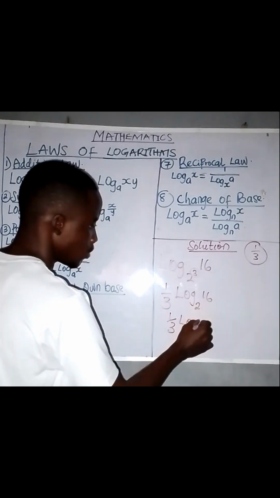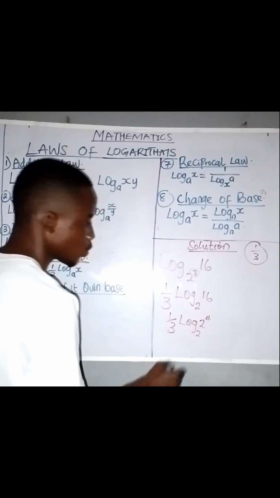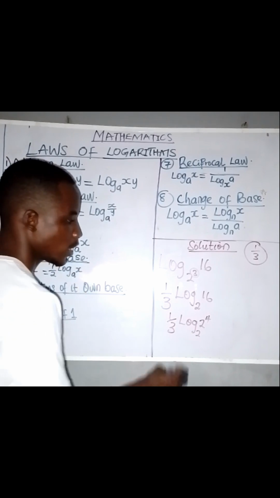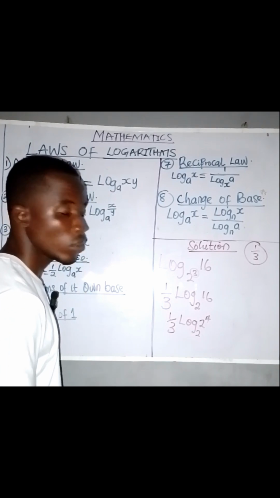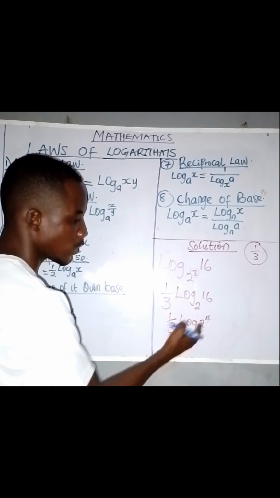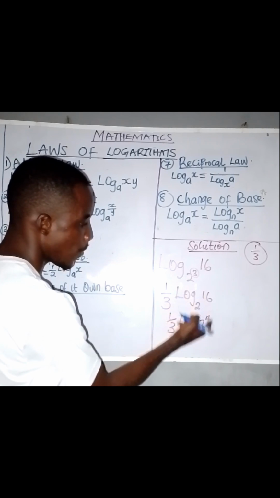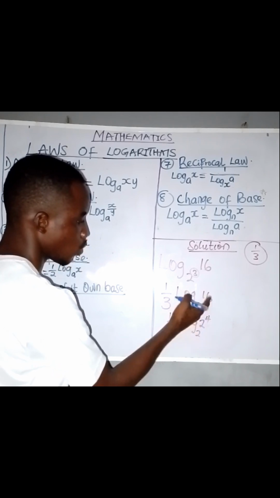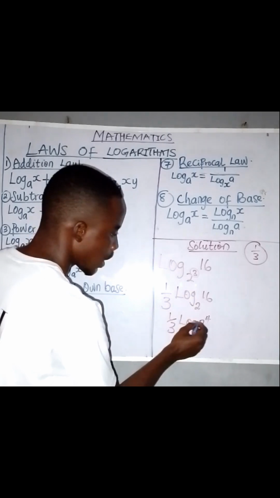So it now becomes 1 over 3 log 2. I have to make this 16 the same base, so 2 raised to power what? 4. 2 raised to power 4 gives me what? 16. That's 2 times 2 times 2 times 2. 2 times 2 is 4, 4 times 2 is 8, 8 times 2 is 16. That's how I got this, so this 16 becomes 2 raised to power 4. So now these bases can cancel out.